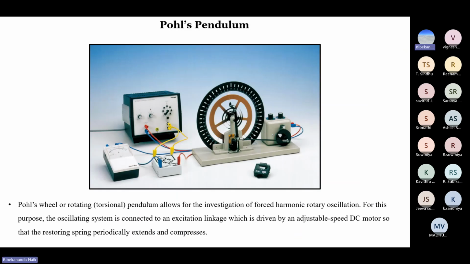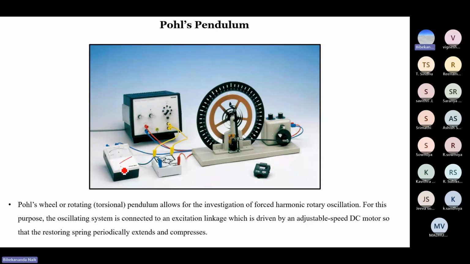Now, in the experiment, there was another type of pendulum which is called Pohl's pendulum. Basically, here we can demonstrate different types of oscillation, like forced oscillation, damped oscillation, and free oscillation. Eventually, free oscillation is nothing but damped oscillation. With time, the amplitude is damped or reduces. So basically, this is a set of Pohl's pendulum.